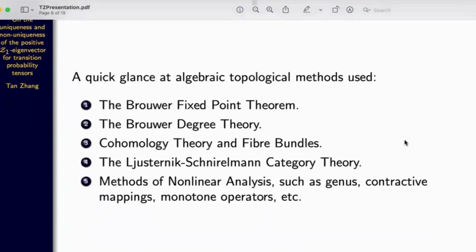Here is a quick glance at some algebraic topological methods used in the study of tensor eigenvalue problems: the Brouwer fixed point theorem, the Brouwer degree theory, cohomology theory and fiber bundles, the Lusternik-Schnirelmann category theory, and lastly, methods from nonlinear analysis such as genus, contractive mappings, monotone operators, and etc.